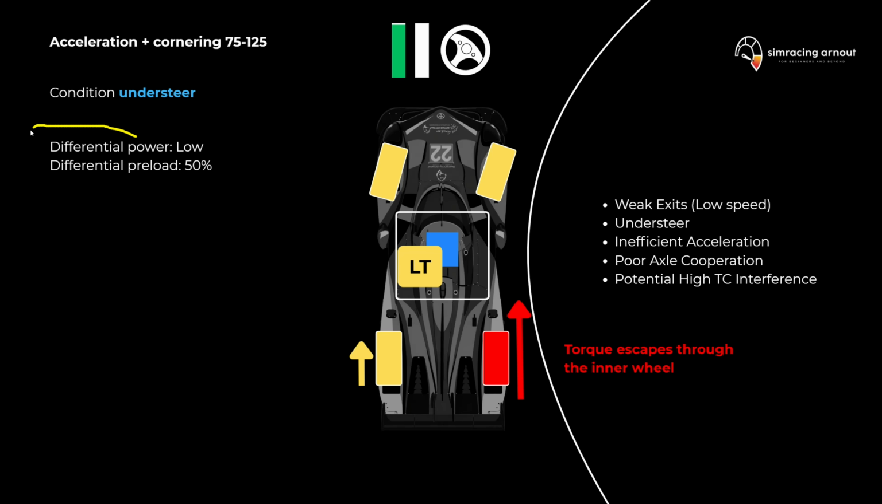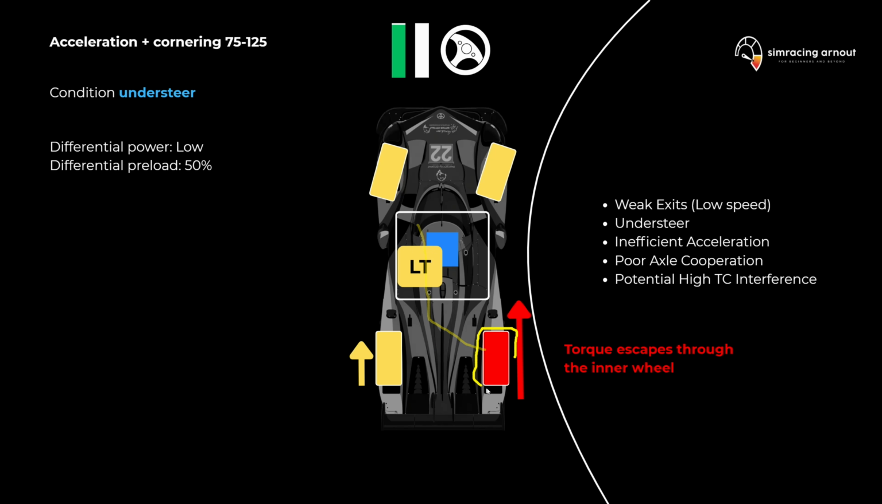Well, low power differential means it's open. Open differential means the tires are allowed to rotate at different speeds. So the lower the differential power, the more open the differential is, the more rotational difference these rear tires can have. When you hit the gas, it's following the path of least resistance. And that resistance is going to be important later. So let's talk about the path of least resistance.